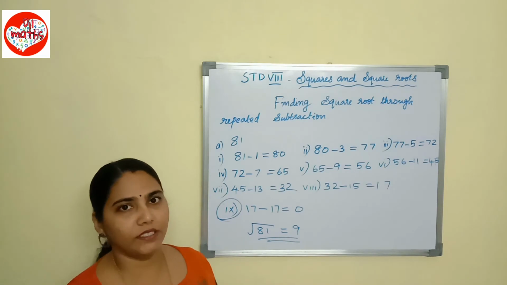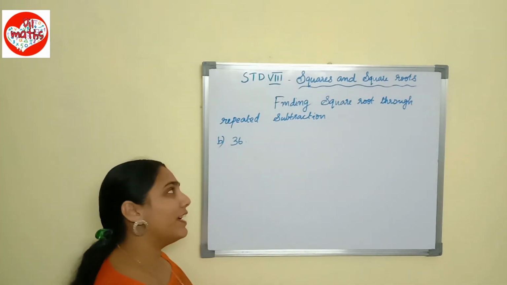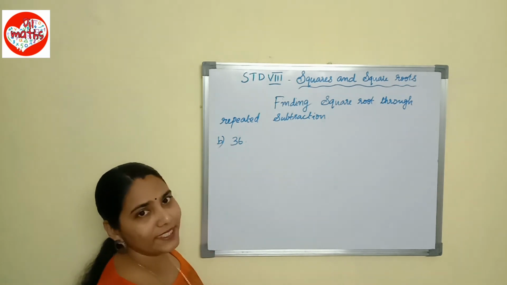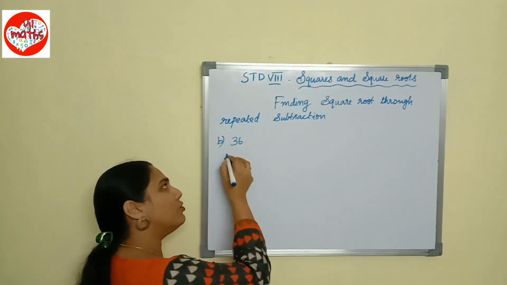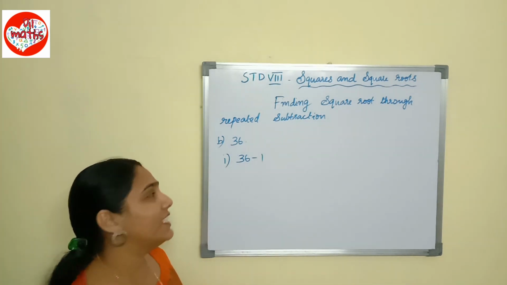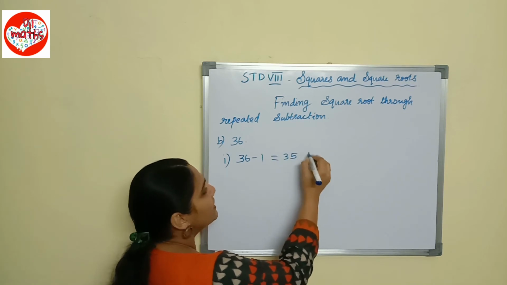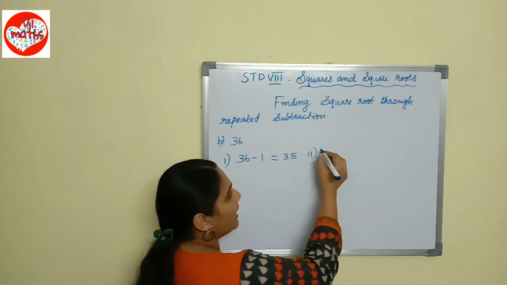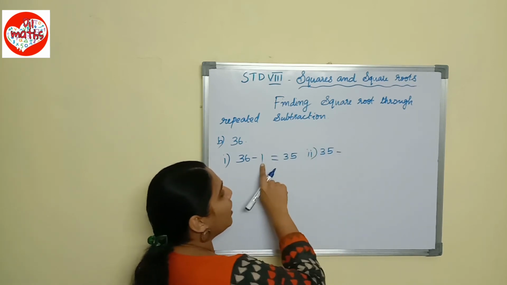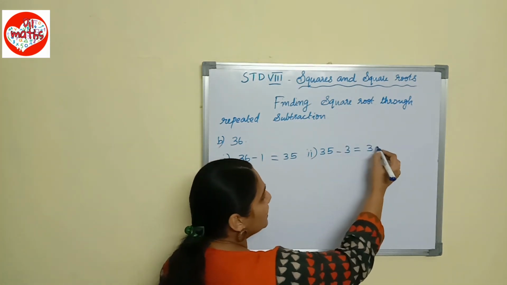We'll check one more example. We'll take one more example, 36. Okay, we will find out the square root through repeated subtraction. Okay, so what we should do? We should start from the odd number 1 and find out the difference. 36 minus 1. What is 36 minus 1? 35 you will get. The second step, 35 minus, what is the next odd number? 3. 35 minus 3 is equal to 32.